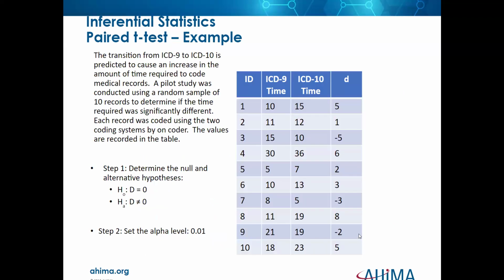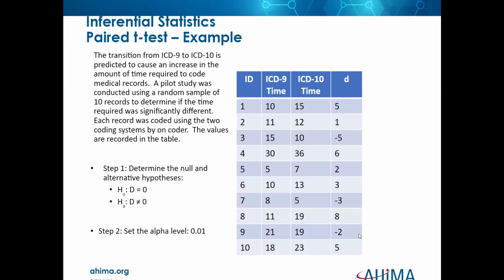So in this case, this is a good one that relates to our field. When we transitioned from ICD-9 to ICD-10, ICD-10 is more detailed, and a lot of studies were looking at how much longer it would take to code things in ICD-10 versus ICD-9. And so first step, as we've seen before, determine the null and the alternative hypothesis.